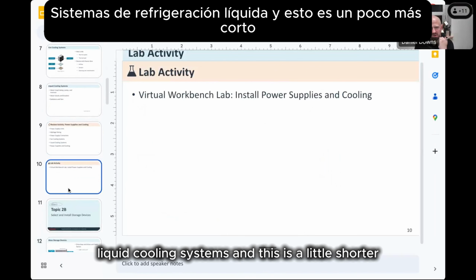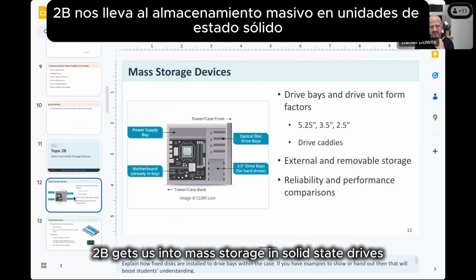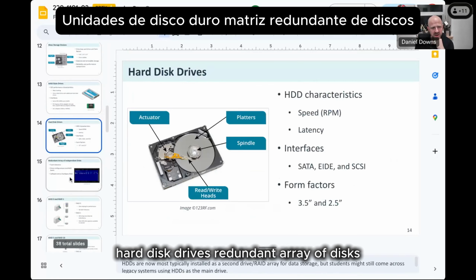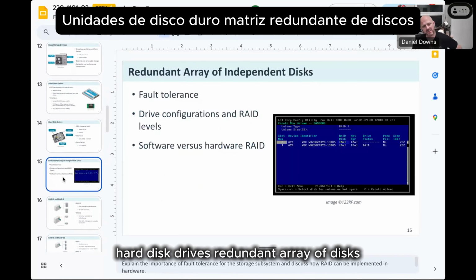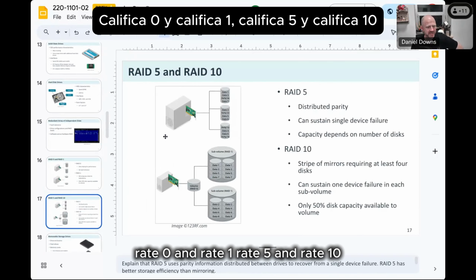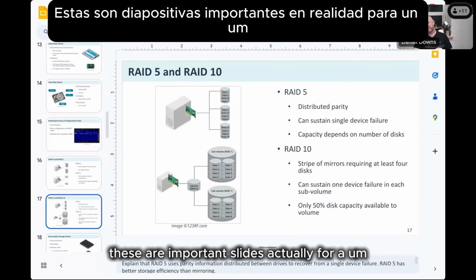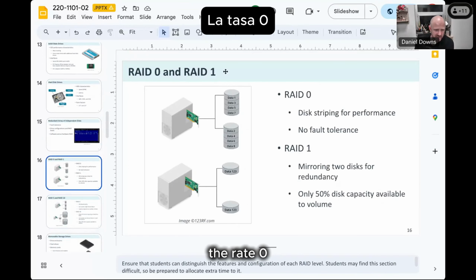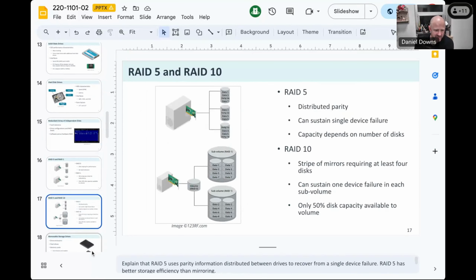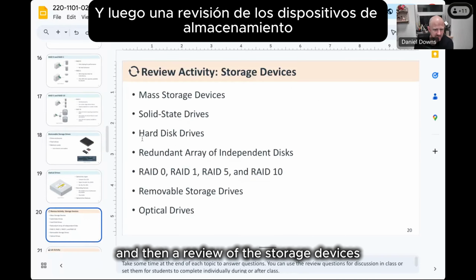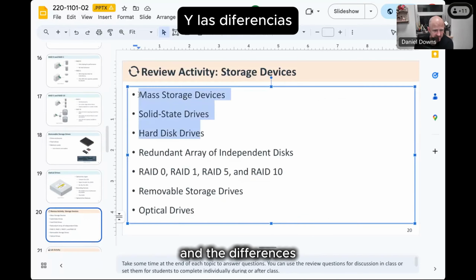And so this is a little shorter. Topic 2B gets us into mass storage and solid state drives, hard disk drives, redundant array of disks, RAID 0 and RAID 1, RAID 5 and RAID 10. These are important slides actually for a PBQ that require you understanding the difference between the RAID 0, RAID 1, and the RAID 5 and RAID 10. Removable storage, optical drives, and then a review of the storage devices and the differences.